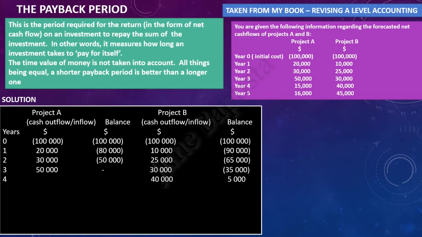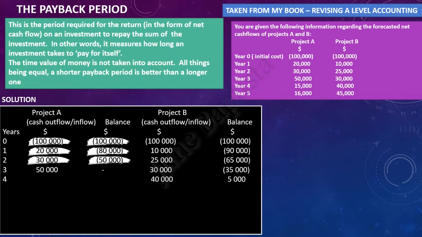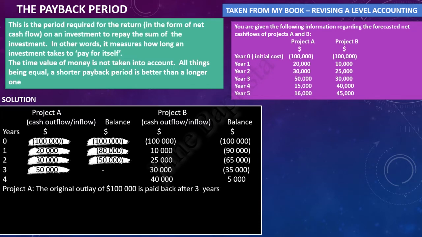In year 0, the project was fully paid for to the tune of $100,000. In year 1, with a cash inflow of $20,000, the balance is now $80,000. In year 2, with a cash inflow of $30,000, the balance is now $50,000. In year 3, with a cash inflow of $50,000, the project has paid for itself. Therefore, the original outlay of $100,000 is paid back after 3 years in Project A.